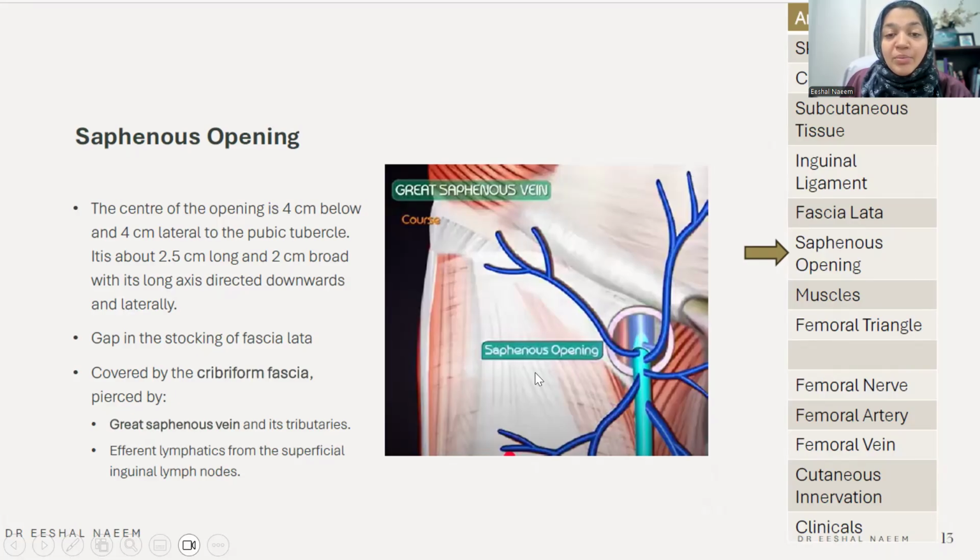It's covered by cribriform fascia. Cribriform means like a strainer. You know how you have a strainer in which you put tea and the tea leaves stay behind and the water passes through? That's basically like cribriform fascia. Cribriform is like a chunni, right? So the cribriform fascia is pierced by the great saphenous vein and its tributaries, because obviously the great saphenous vein has to come out of this opening, and by the efferent lymphatics from the superficial inguinal nodes that are draining the lymph away from the thigh.